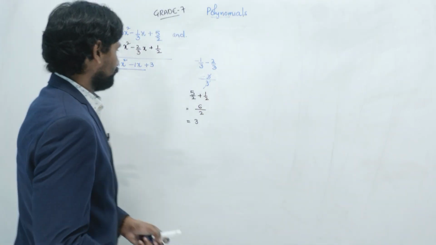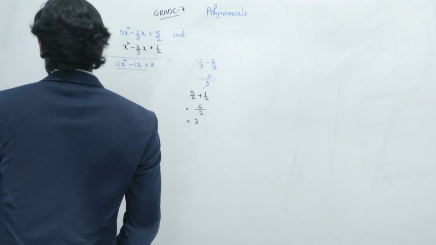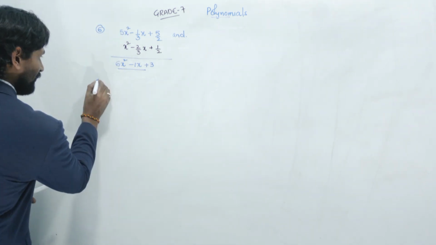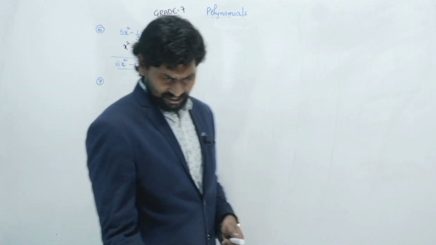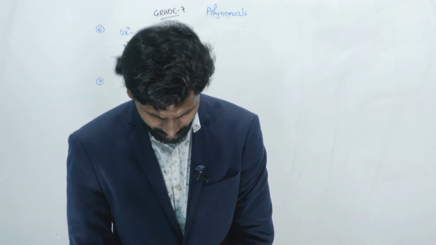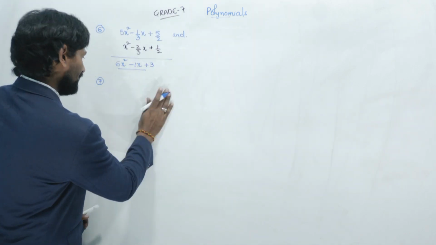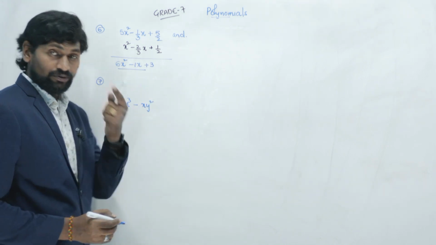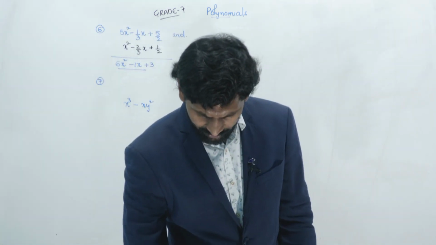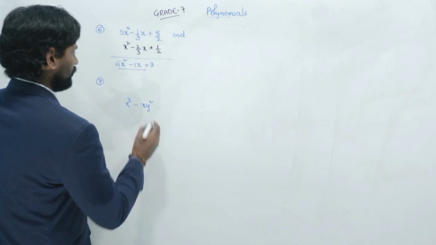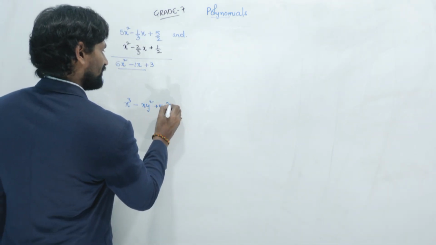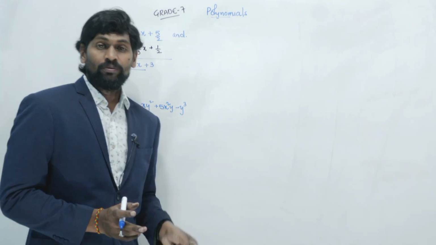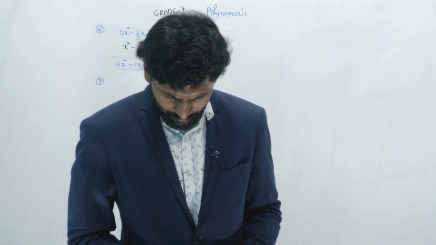Now, subtraction. Question number 7. It is given: x cube minus xy square, the x cube term and the xy square term, and 5x square y minus y cube. This algebraic expression or polynomial we should subtract from x cube minus xy square, minus y cube.